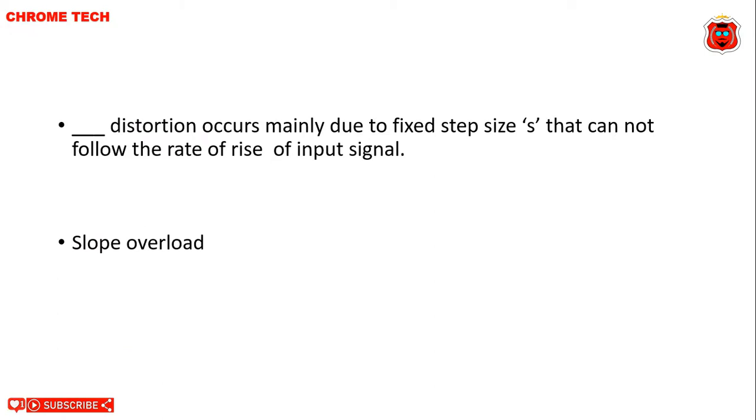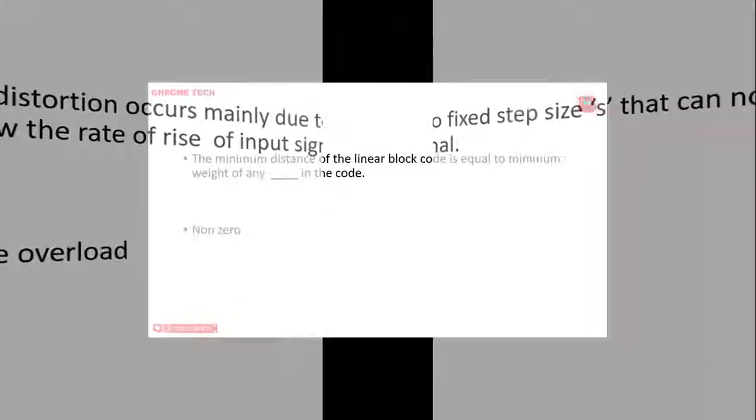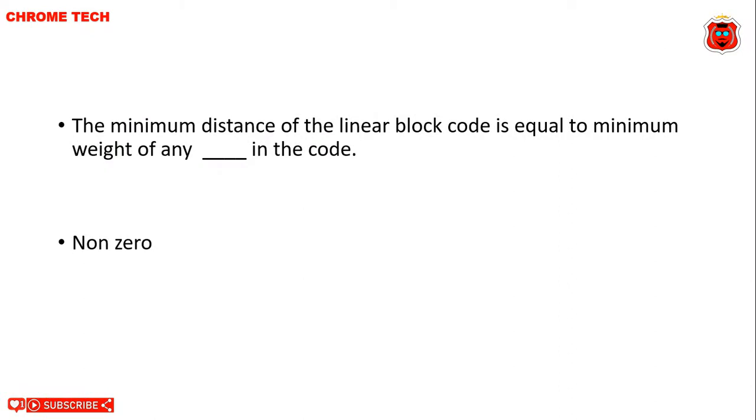Dash distortion occurs mainly due to fixed step size that cannot follow the rate of the rise of input signal. Slope overload. Slope overload distortion is the correct answer. The minimum distance of the linear block code is equal to minimum weight of any dash in the code. Non-zero code word in the code.